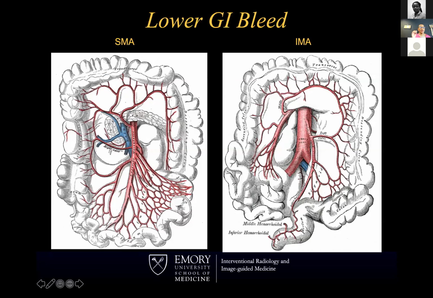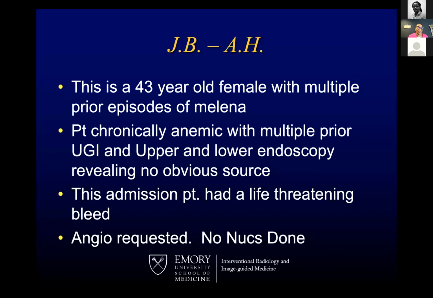Let's look at a patient that will help us to think about the blood supply. Okay, so a 43-year-old with multiple episodes of melena, right? So melena is different than hematemesis, right? So someone that has melena, what does that mean? The patient is chronically anemic, has had multiple prior upper GI and lower GI endoscopies. Oh no, Sheila just said she liked that MRI. Oh, Sheila likes the MRI. Sheila, that's called sucking up.